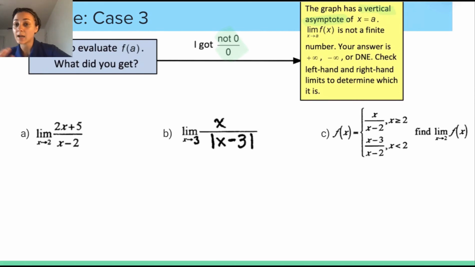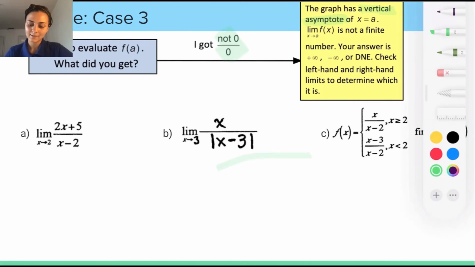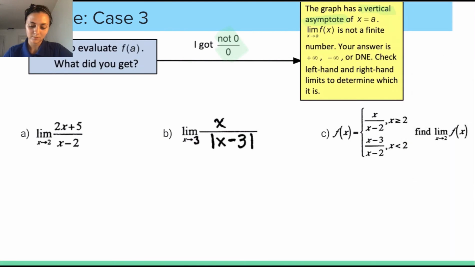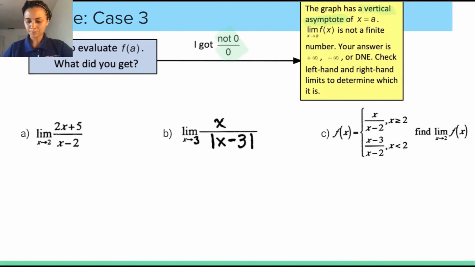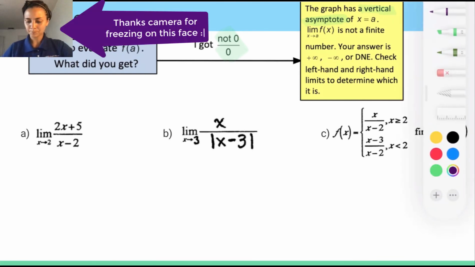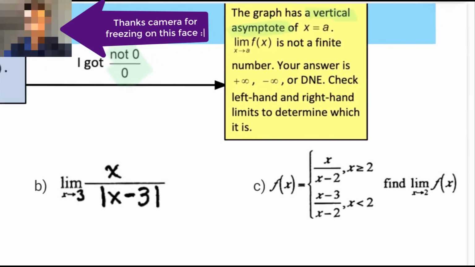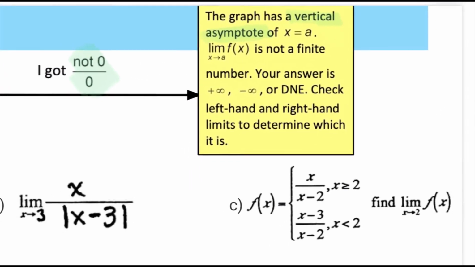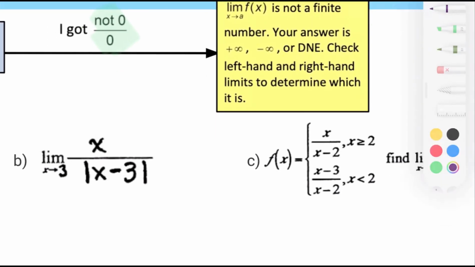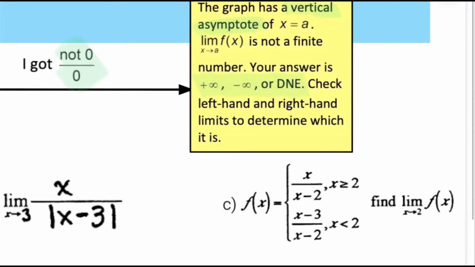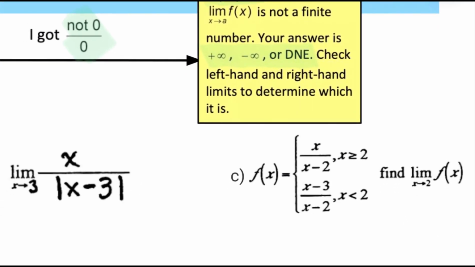Okay, so that means it's not a hole, like in the previous case. So back here, these were all like holes in the graph. This has an asymptote. And so just a reminder, asymptotes happen when you have your little reciprocal functions. And so there's a couple of options for what this could look like. So the three answer choices are going to be positive infinity, negative infinity, or does not exist. And the way to get those three just kind of depends on where your asymptote is.